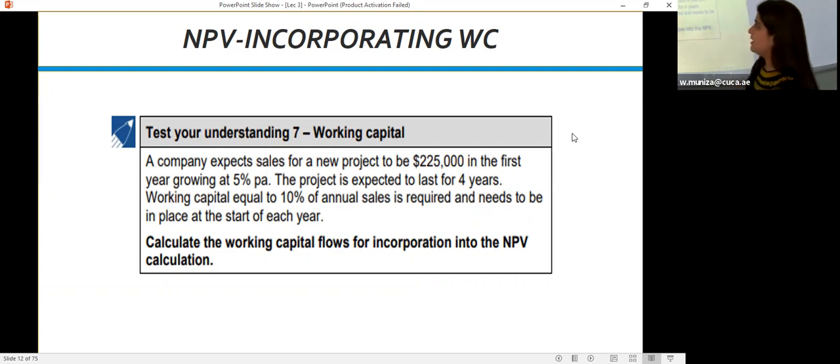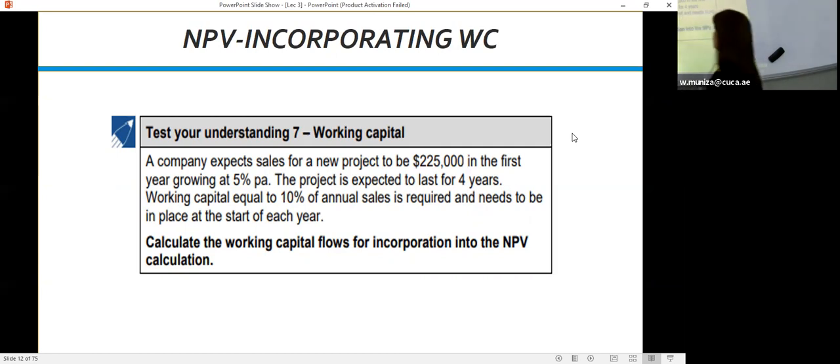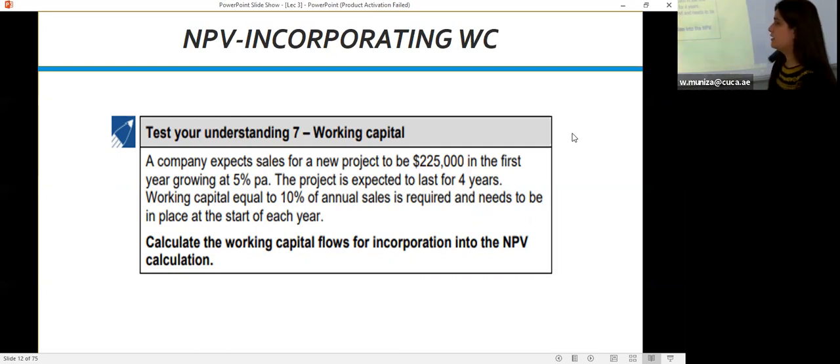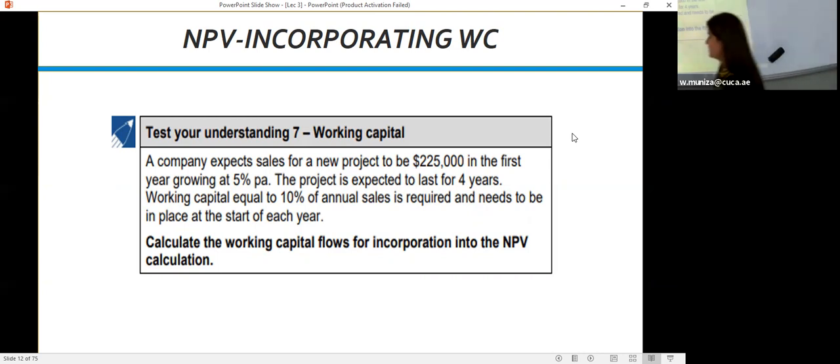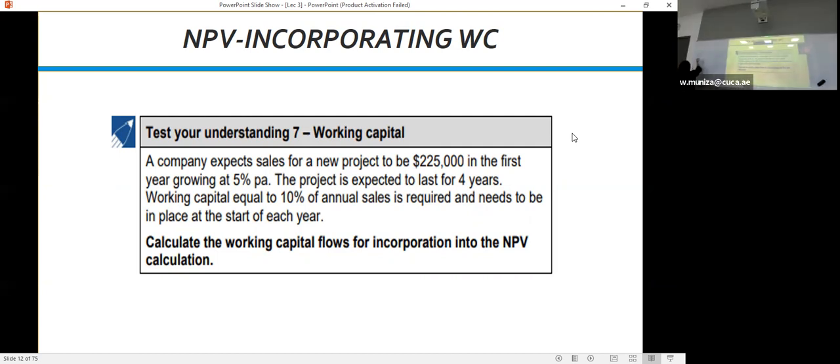A company expects sales for a new project to be 225,000 in the first year, growing at 5% per annum. The project is expected to last for 4 years. Working capital equal to 10% of the annual sales is required and needs to be in place at the start of each year. So, my dear students, the life of the project is 4 years. Make a table for that: 0, 1, 2, 3, 4. You need to calculate the sales as working capital is 10% of the sales.